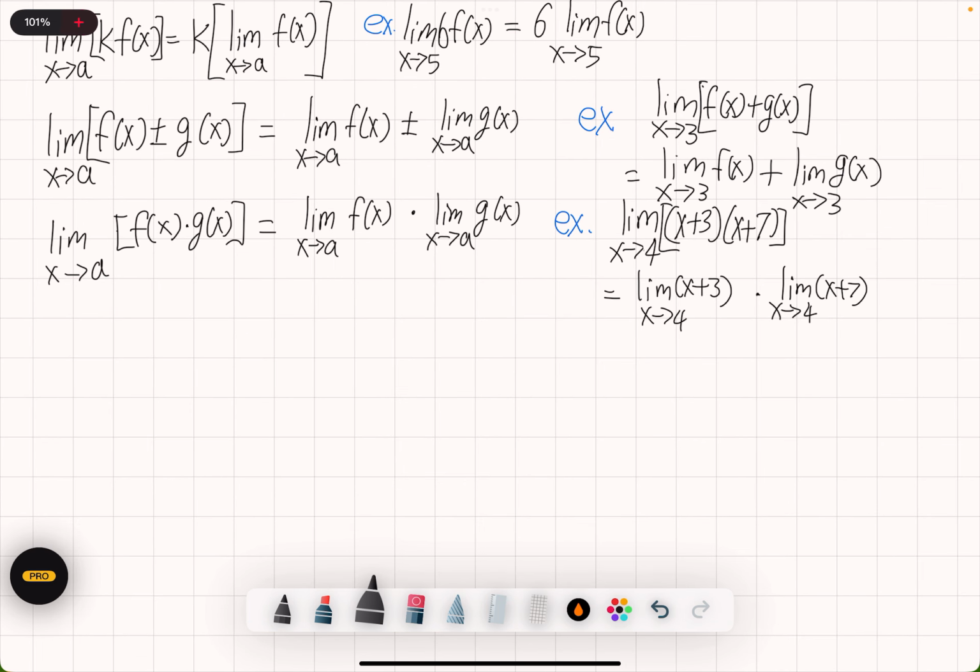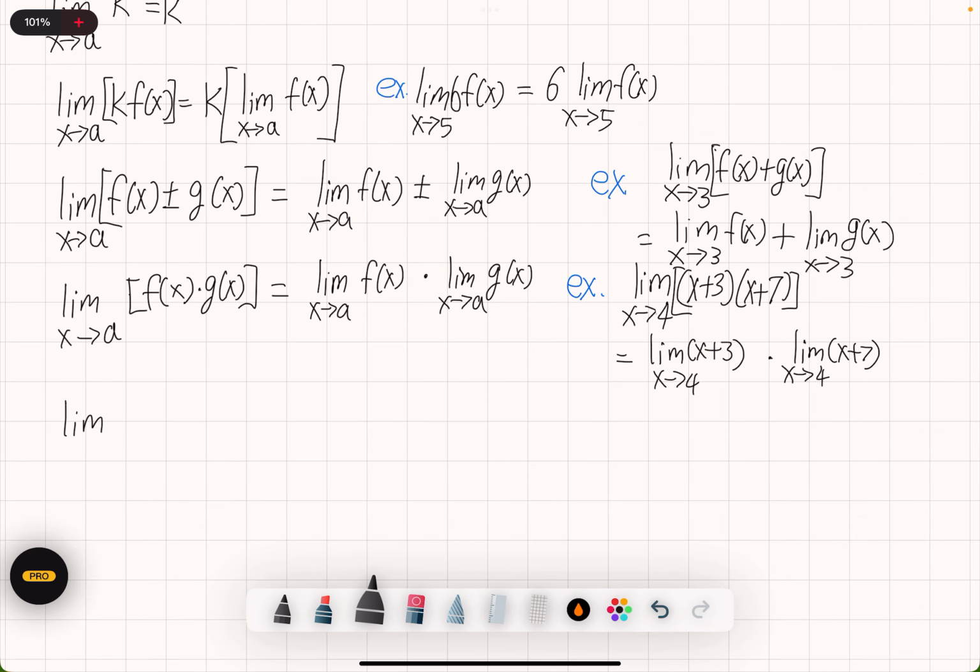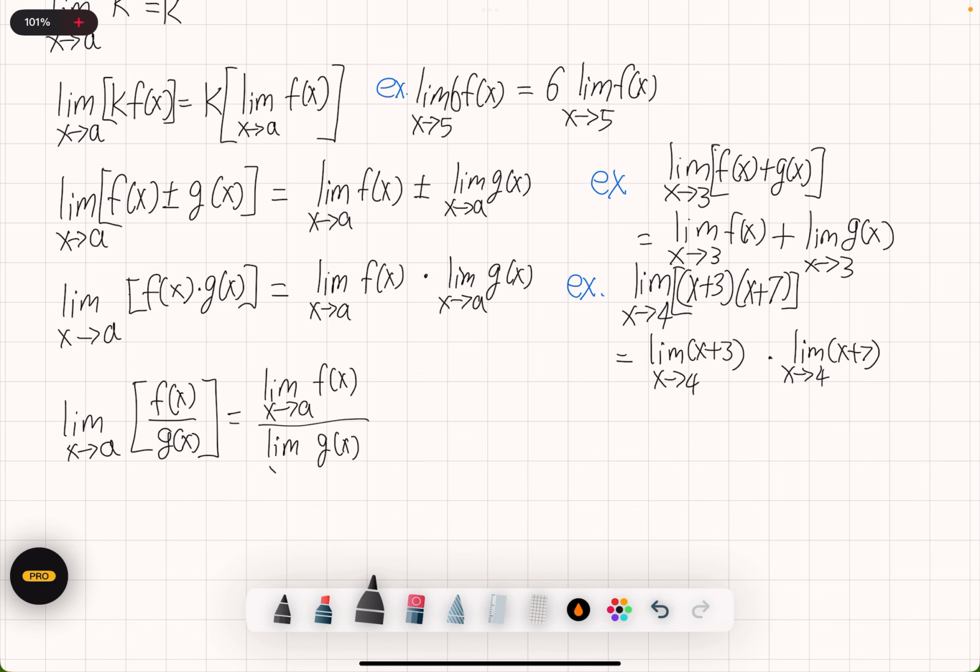And then on to the fifth property, which you can imagine we have constant times function plus or minus function times function. The next one should be function divided by function. So the limit of f of x over g of x as x approaches a equals the limit of f of x as x approaches a over the limit of g of x as x approaches a.